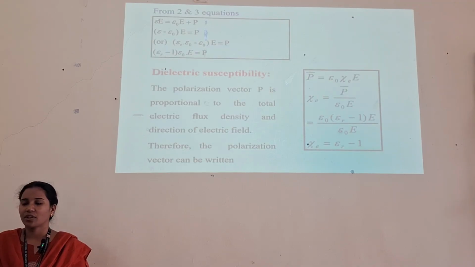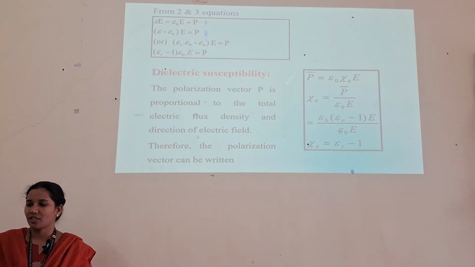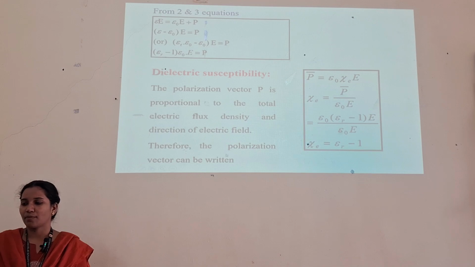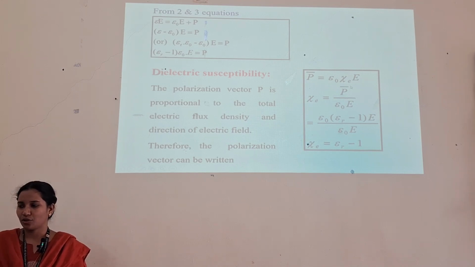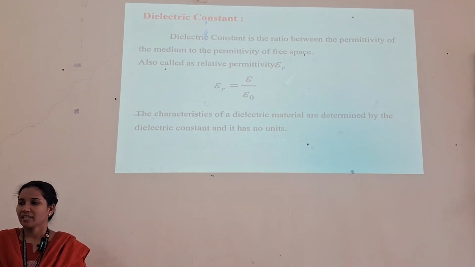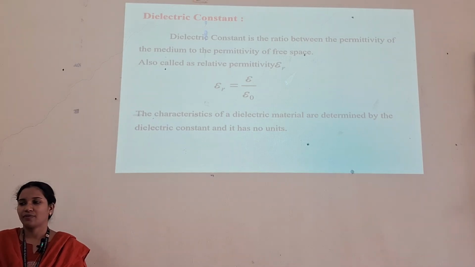The polarization vector P is proportional to the total electric flux density and is in the direction of the electric field. Therefore, the polarization vector can be written as epsilon naught chi E into E, where chi E is equal to epsilon R minus 1. Dielectric constant. It is the ratio between the permittivity of the medium and the permittivity of free space.